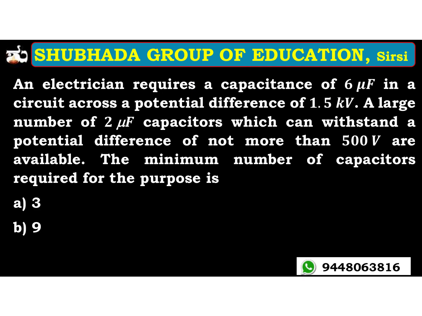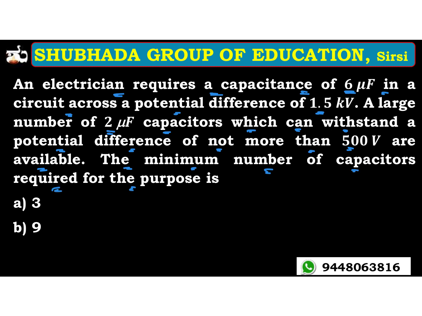So now I will take the next problem. An electrician requires a capacitance of 6 microfarad in a circuit across the potential difference of 1.5 kilovolt. A large number of 2 microfarad capacitors, which can withstand a potential difference of not more than 500 volt, are available. The minimum number of capacitors required for the purpose is the question.